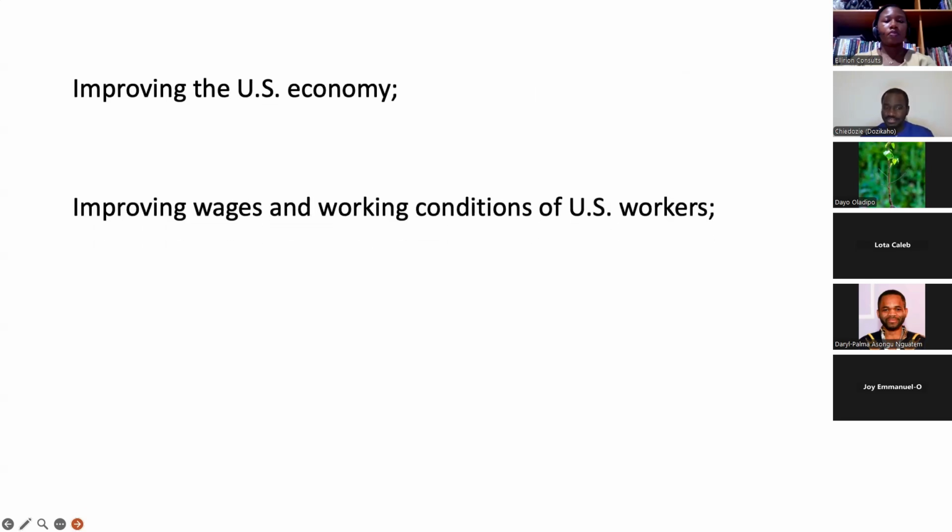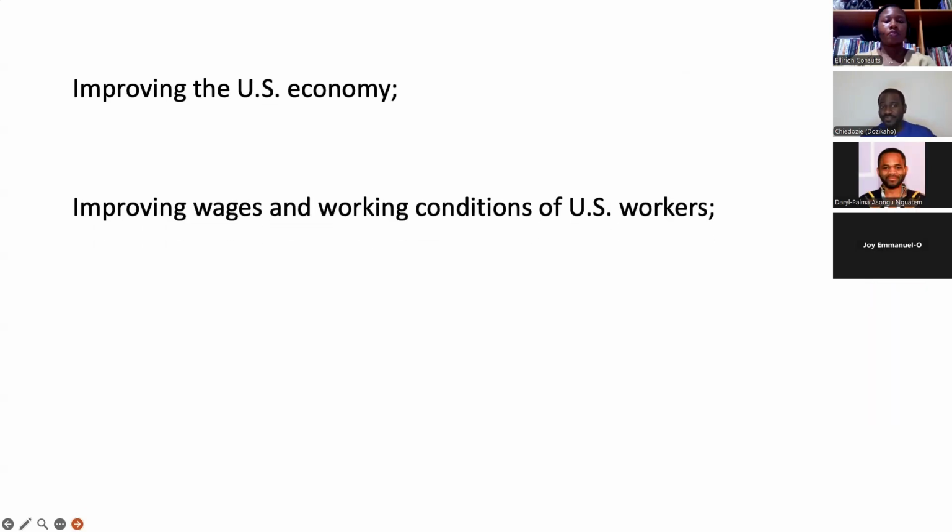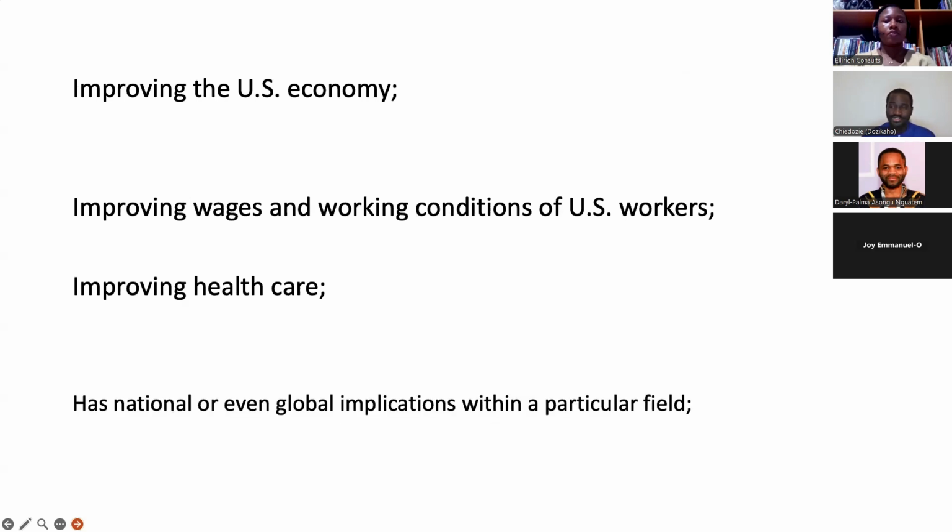I say, okay, it could improve the economy or improve wages and working conditions of US workers. It could improve healthcare. I gave the idea of breast cancer, and it also has a global implication. One example I could use to explain this is the matter of COVID. COVID happened and the world was shut down. If you're coming out with a vaccine that will kill all the COVID, even the one that is yet to be released on this earth, that is of global importance, right?